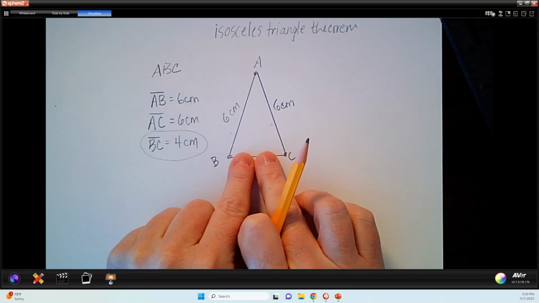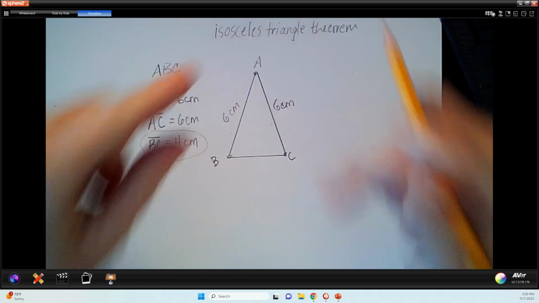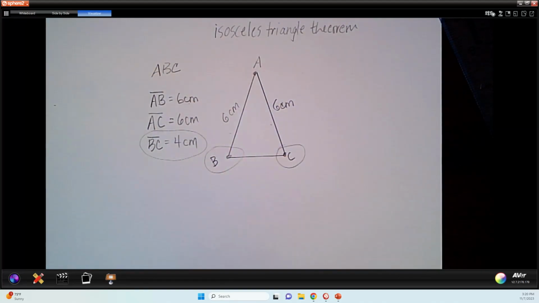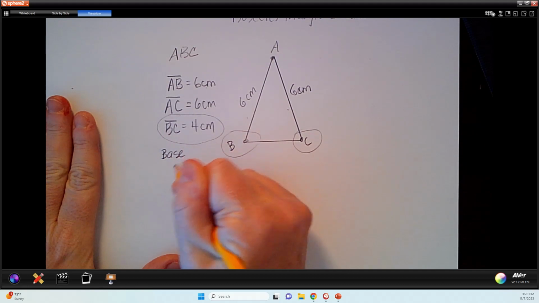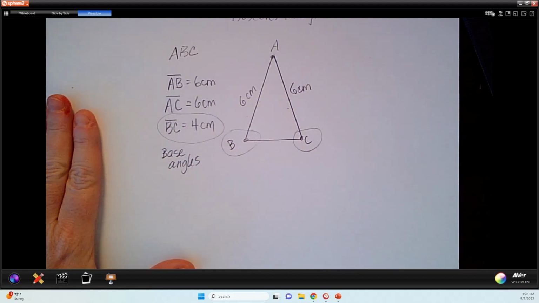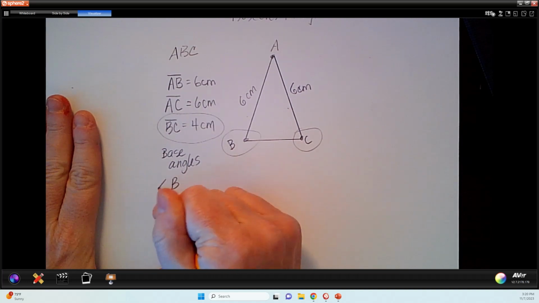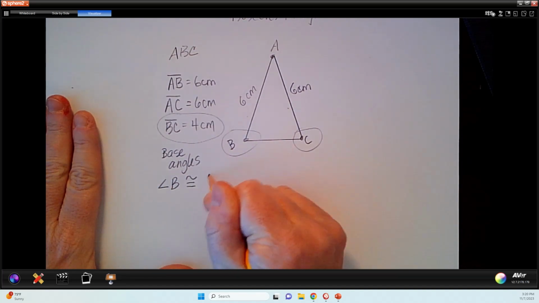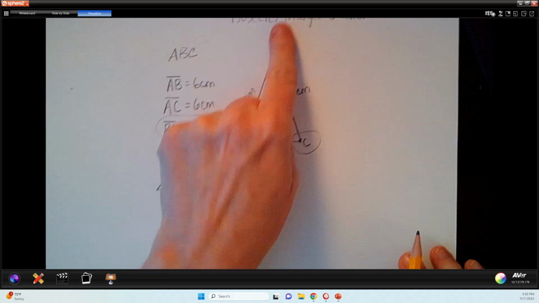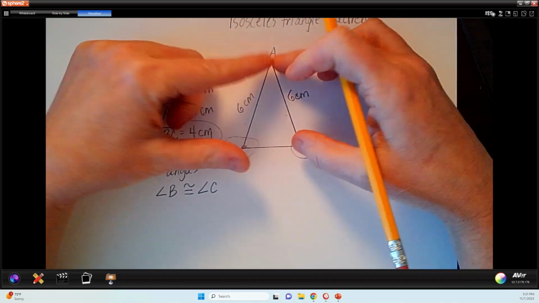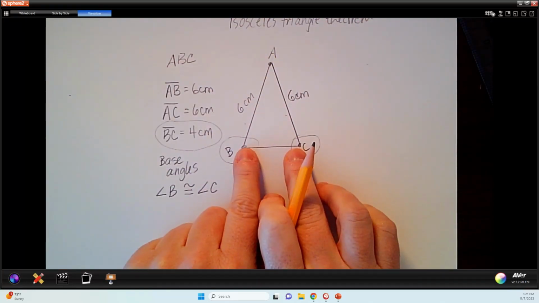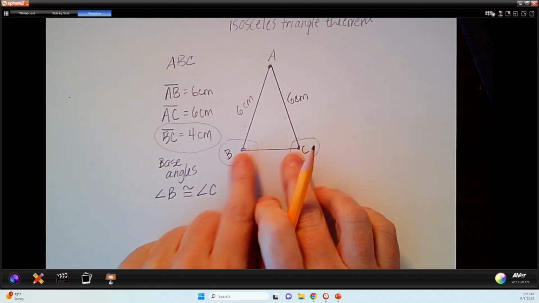Now, according to the isosceles triangle theorem, if I constructed an isosceles triangle, angle B and angle C should be the exact same. Now, again, I drew this by hand. It's probably off a little couple degrees, but according to the theorem, the base angles are going to be congruent. So angle B is going to be congruent to angle C, and that's according to this theorem. As long as the opposite sides are congruent, the base angles are also going to be congruent. Okay, so let's test it out and see if we were correct.